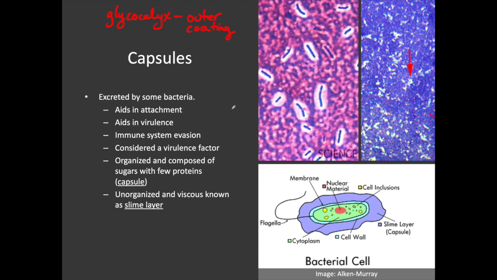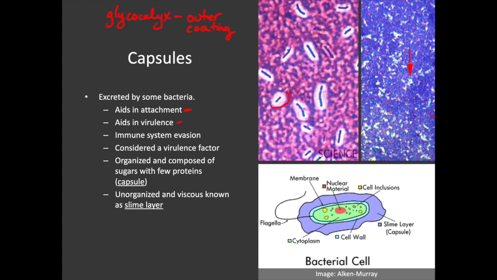So they are excreted by some, and this glycocalyx out here, this sugar coating referred to as a capsule, aids in attachment. It's a little sticky, so it's sugar, so it allows the bacteria to attach more easily. It's considered what we call a virulence factor. It contributes to the pathogenicity or the virulence of an infection by this bacteria simply because of this sugar coating.